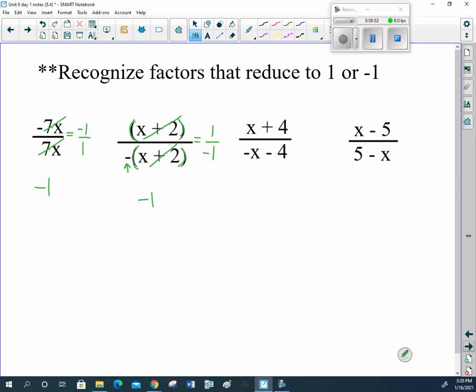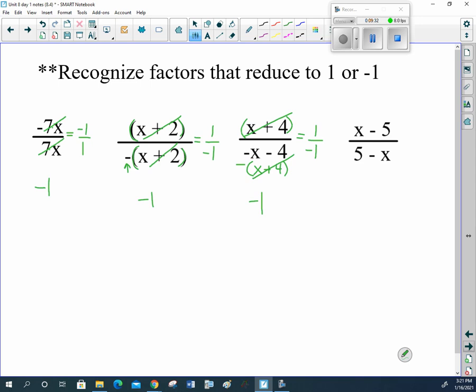Over here, x plus 4 divided by a negative x subtract 4. Well, those aren't the same, so maybe I take a GCF out of the bottom and write that as negative times x plus 4, and we have x plus 4 on the top. So now x plus 4 is the same factor as x plus 4, so that reduces to 1 over negative 1. Typically, we don't leave the negative sign in the denominator, guys. So we would just go ahead and write 1 divided by negative 1 as negative 1. And over here, x minus 5 and 5 minus x.